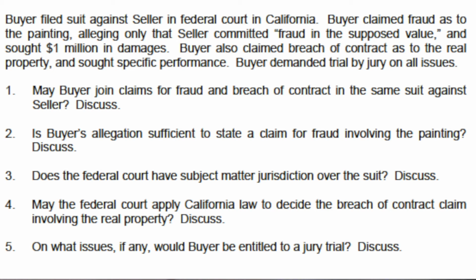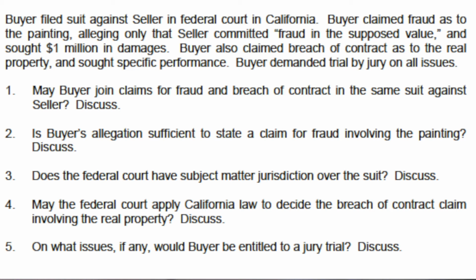Let's go on to question number 4. May the federal court apply California law to decide the breach of contract claim involving the real property? We're going to assume that the federal court has jurisdiction over the fraud claim. And here the Erie doctrine applies. A federal court must apply state substantive law in diversity cases. That's what we have here. An issue that addresses legal rights is substantive and applies state law. Issues that pertain to the judicial process are procedural and apply federal law.